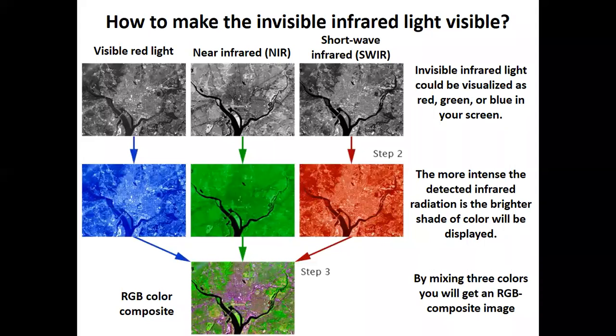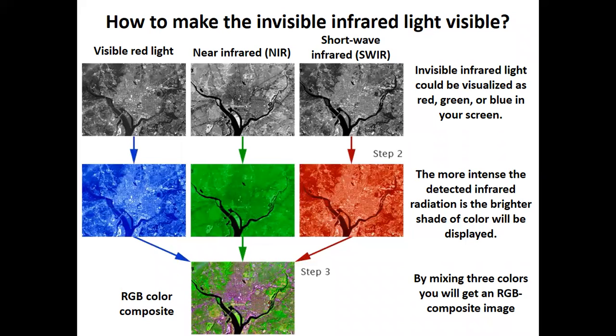But of course, you could not only show this infrared light as shades of gray, but you also could show it as shades of blue, green, and red. And this is a way to visualize it. Just imagine that we take 2 or 3 different kinds of infrared light and color one of them in shades of red, another in shades of green, and another in shades of blue. Or actually, in this particular case, we could color the visible red light in shades of blue.